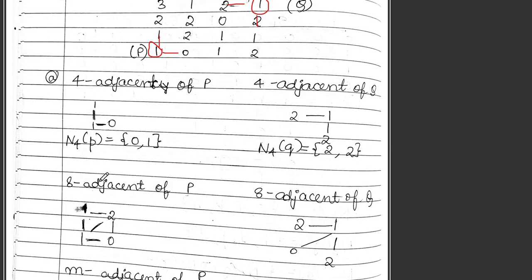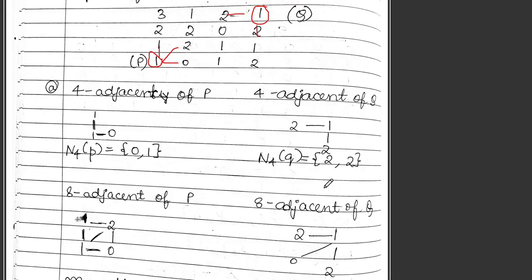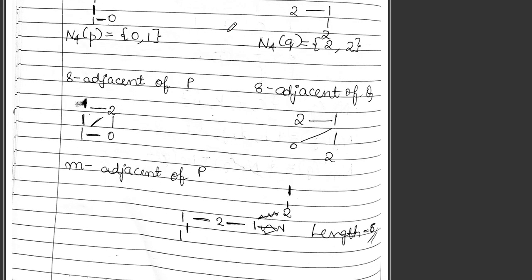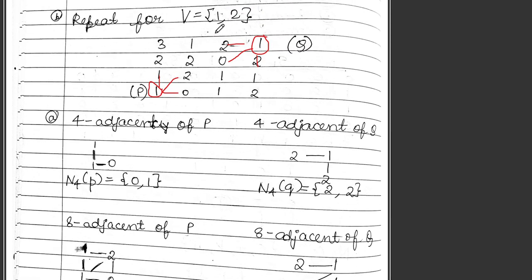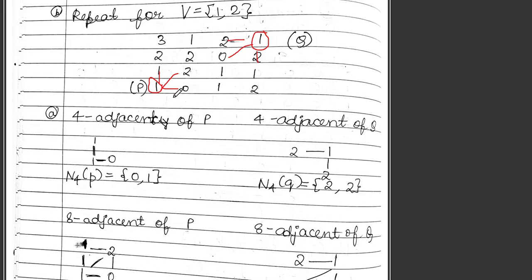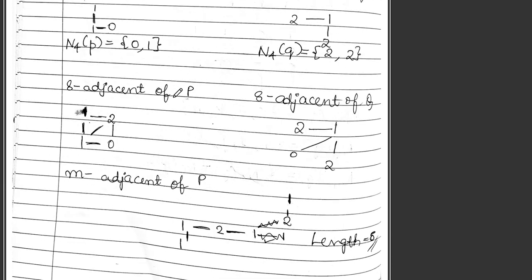And 8 adjacency of P. In 8 adjacency of P, you have to consider the diagonal elements. Here the 8 adjacent point for P would be 2, and for Q it would be 0, as the diagonal element is 0. And in M adjacency you have to consider the combination of both 4 adjacency as well as 8 adjacency.